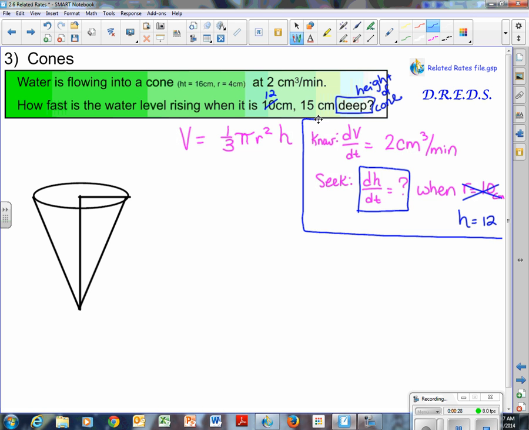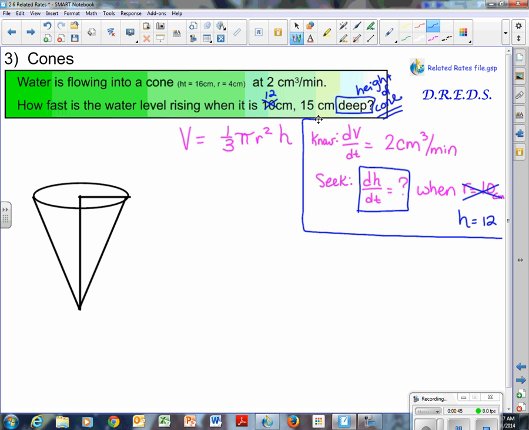I wrote down that R would be 10, but that's not true. If we want the depth, we're talking about the height of the cone. And that means that we're looking for H. And you know what? The numbers will work out better if we change 10. Let's change it to 12. I think that'll make some nicer numbers for us.